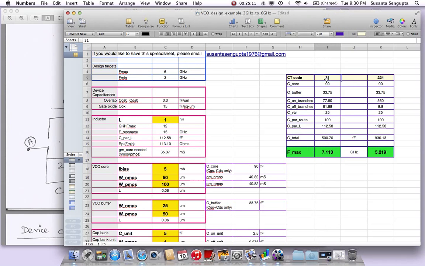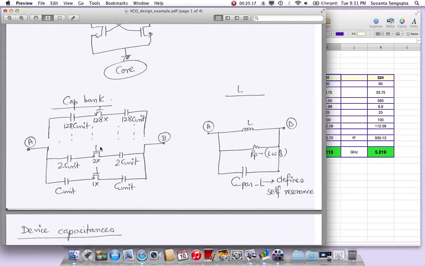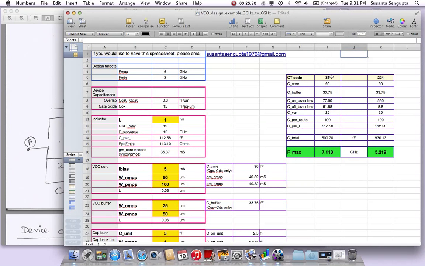When the CT code is lower, you hit higher frequencies. When the CT code is higher, for example, if all these bits were 1, the maximum value could be 255. 8 bits, it could be 255. All these caps will be on, then you get the maximum capacitance. That means you have the minimum frequency, right? So a lower value of CT code means higher frequency. A higher value of CT code means lower frequency.